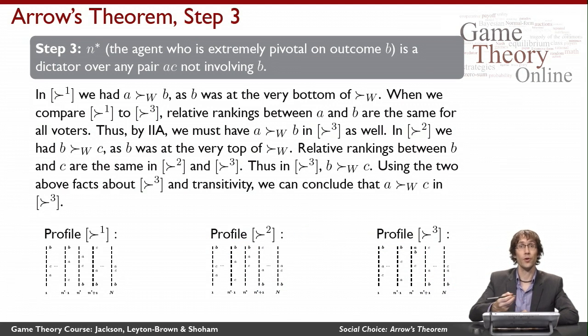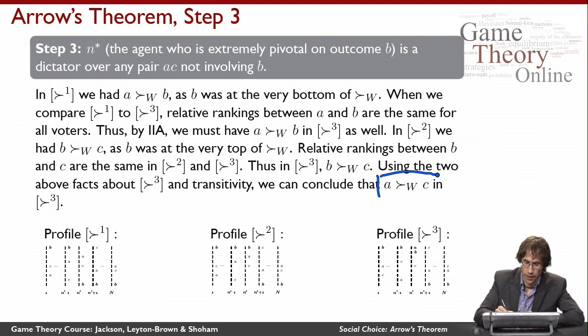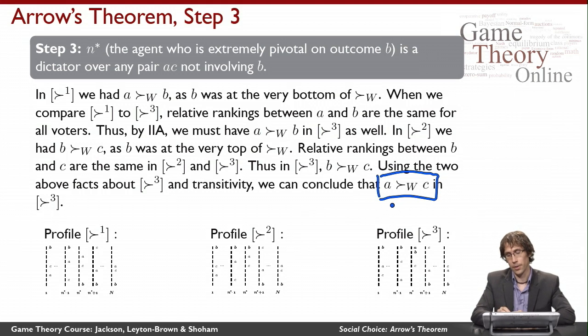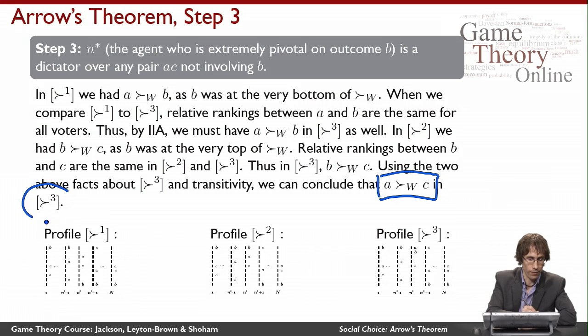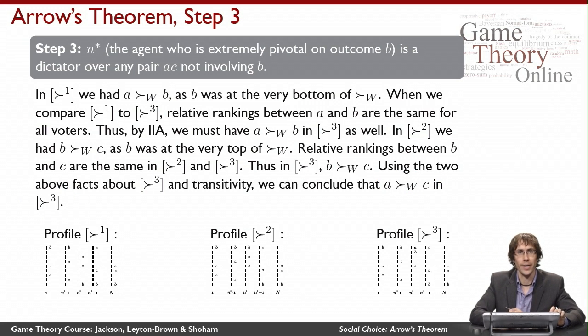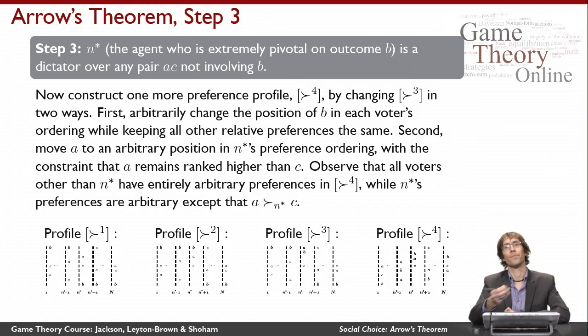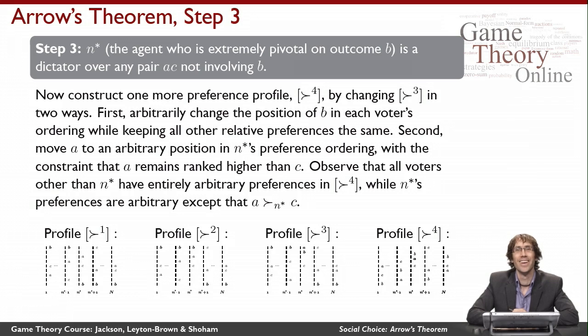So using these two facts that we've just established and transitivity, we can draw the conclusion that the social welfare ordering must give us that A is preferred to C in pref 3. Okay, why do we care about that? Well, let's construct one more preference profile. I promise this is the last one, pref 4, by changing pref 3 in two ways.